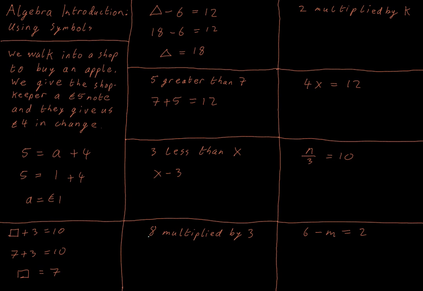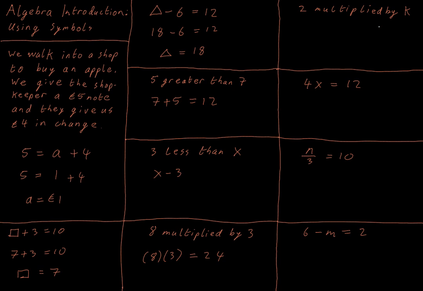Next, 8 multiplied by 3. So 8 gets multiplied by 3. And we know we use brackets for multiply when we're using our numbers. So 8 multiplied by 3 is going to give us 24. And that's the job done. So we've translated from English to maths.